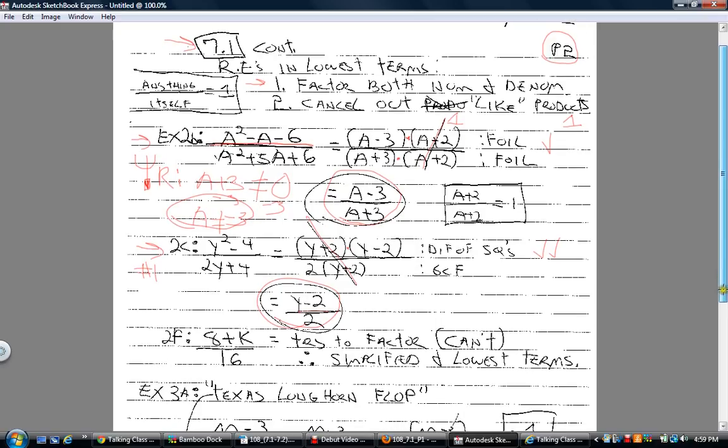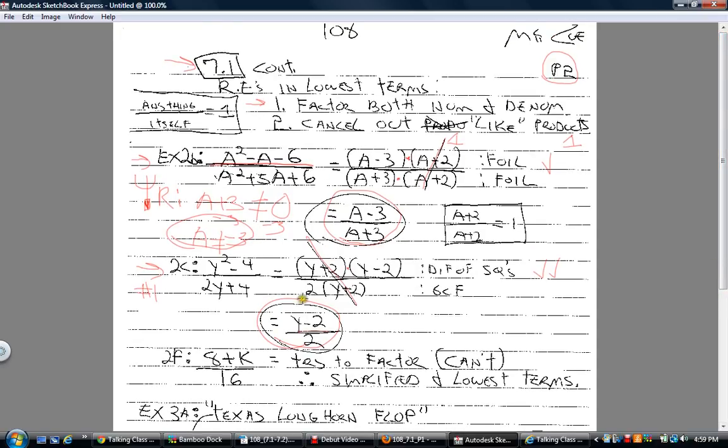So we're cruising, and you're getting the general idea of it. Look at example 2f: 8 plus k divided by 16. You try to factor it, look at the numerator, and you realize you can't pull anything out. There's nothing to factor. It's already simplified. 16 you could say is 4 times 4, but bottom line, you can't simplify anything else, so it's already in lowest terms, and that's your answer. You'll get one or two like that.